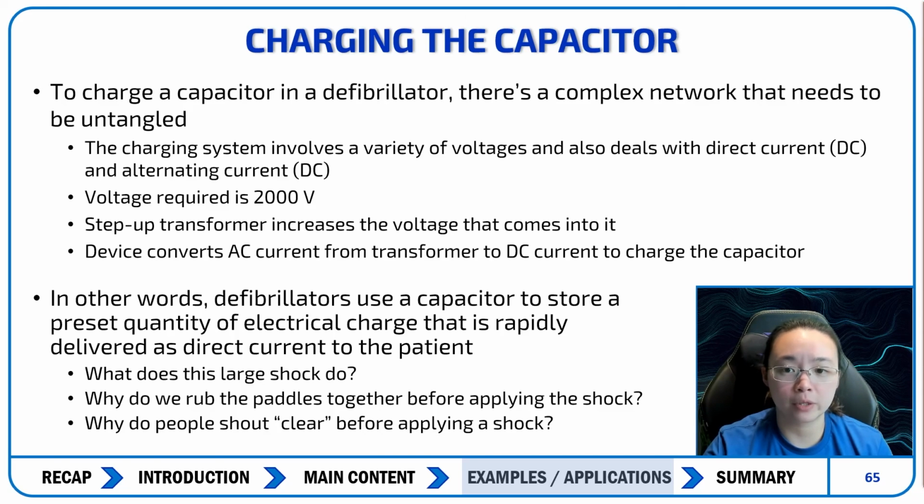So in other words, defibrillators constantly use a capacitor to store a preset quantity of electrical charge that's rapidly delivered as direct current to the patient. So it makes sense that depending on what kind of arrhythmia the patient has, there's going to be different set charges to target different types of arrhythmia.